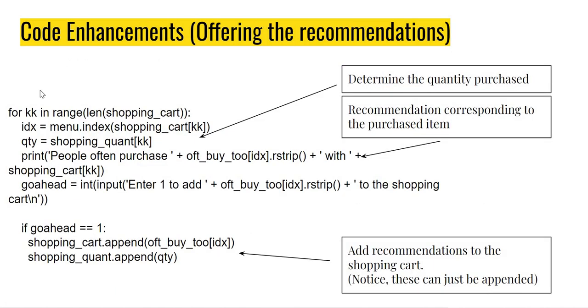In terms of the code, remember we do all of this after the shopping is over, which means that we look through the list shopping cart. So we have this for loop, kk in range length of shopping cart. We are basically looking through every item on the shopping cart. We figure out where this appears on the menu, and the reason for that is this list off by 2 is in perfect sync with menu. We figure out the quantity, and then we ask, okay, people often purchase off by 2 index with shopping cart KK. Notice this is idx because we are indexing into the list off by 2, and this is KK because this is indexing into the shopping cart. And we ask the user if they are interested in purchasing: enter 1 to purchase.